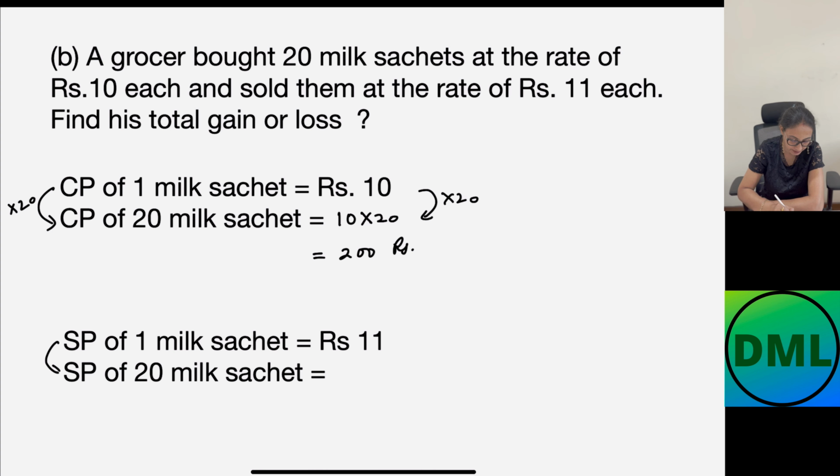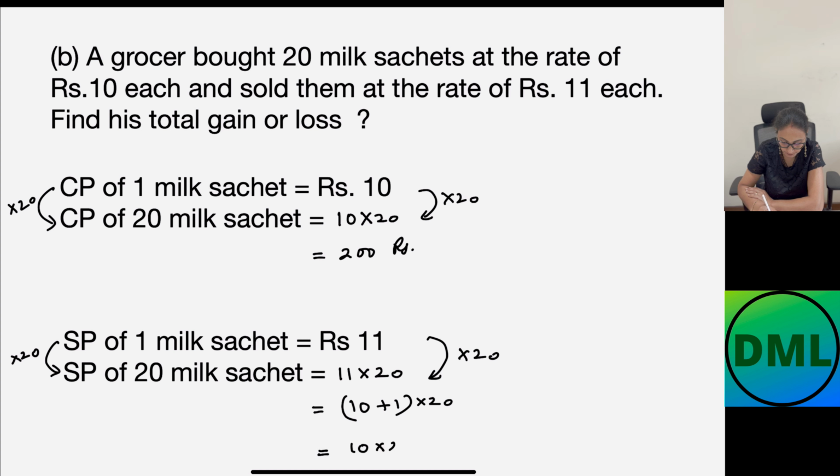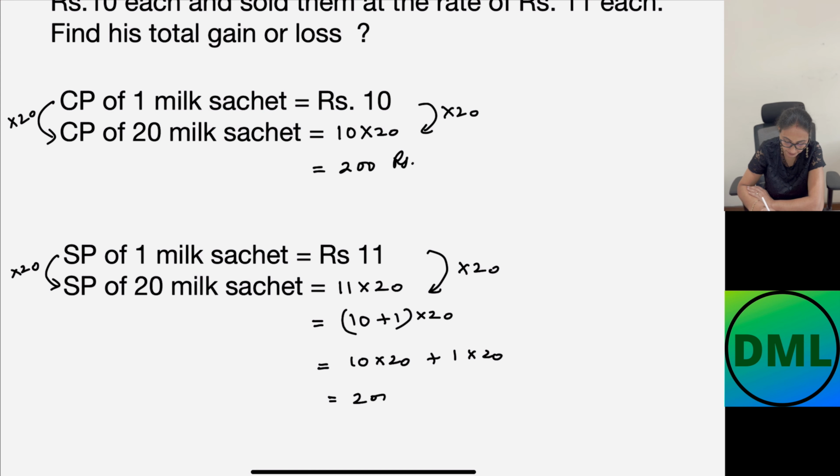How do you reach from 1 to 20? Multiplied by 20. The same operation you have to do here, multiplied by 20. Let's write 11 multiplied by 20. 11 will be written as 10 plus 1, multiplied by 20. This will be 10 into 20 plus 1 into 20. 10 into 20 will be 200 plus 20, which equals 220 rupees. Selling price is 220 rupees and the cost price is 200 rupees. You have a profit, since the selling price is higher than the cost price.